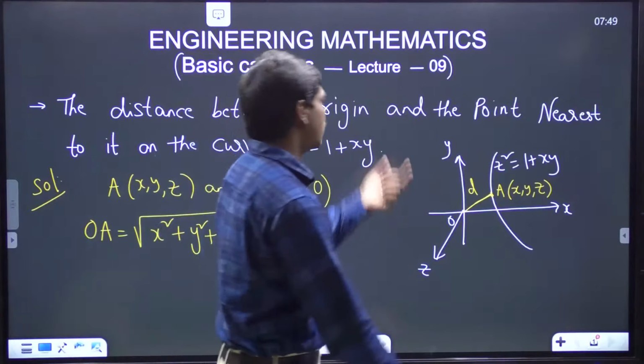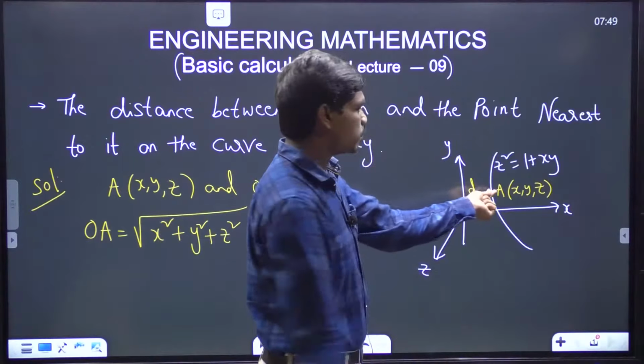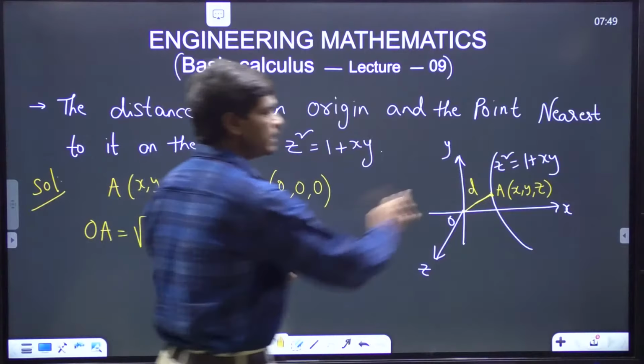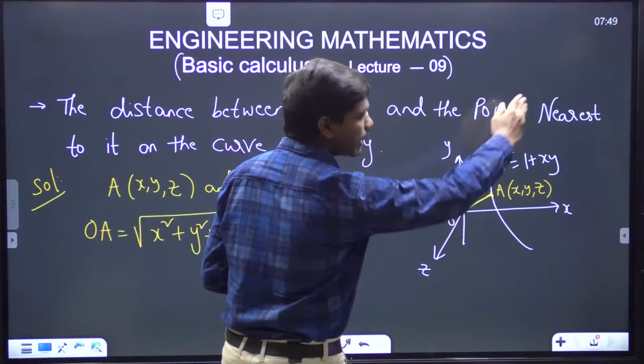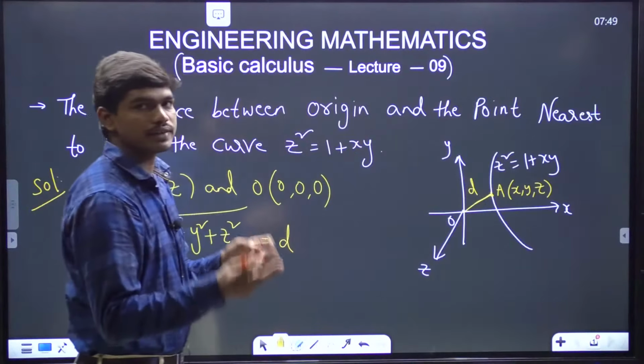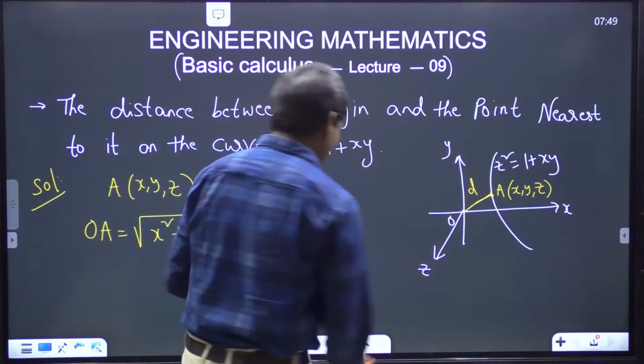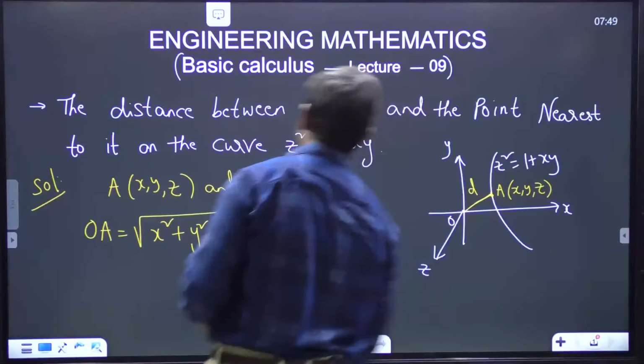Now read the question. The point nearest to it, if this point is nearest, then this D should be minimum. That's all. Because if D increases, that means the point is getting far away from the origin. But if the point is very near to the origin, this distance D should be minimum. Means you need to find the minimum of the function.